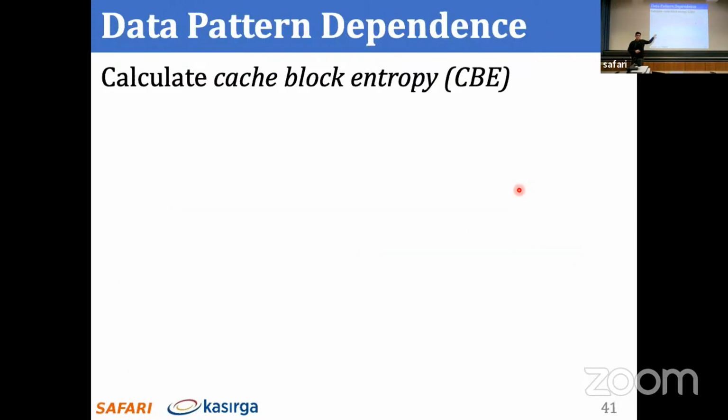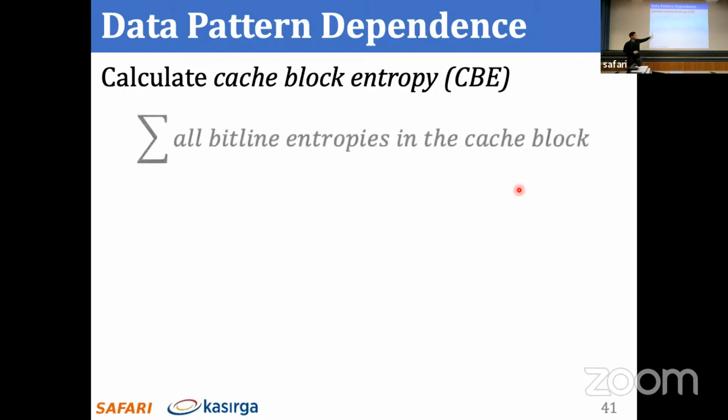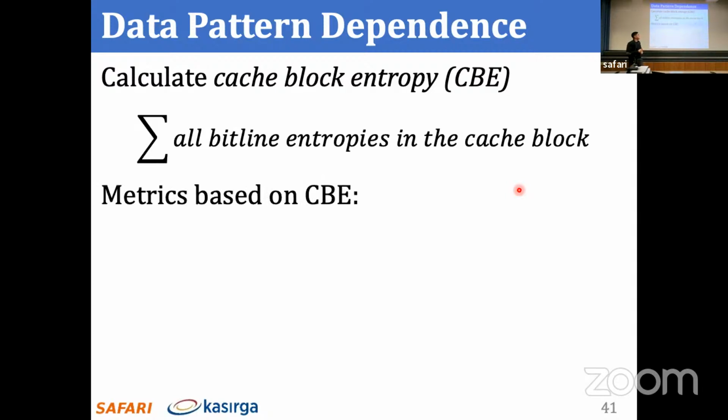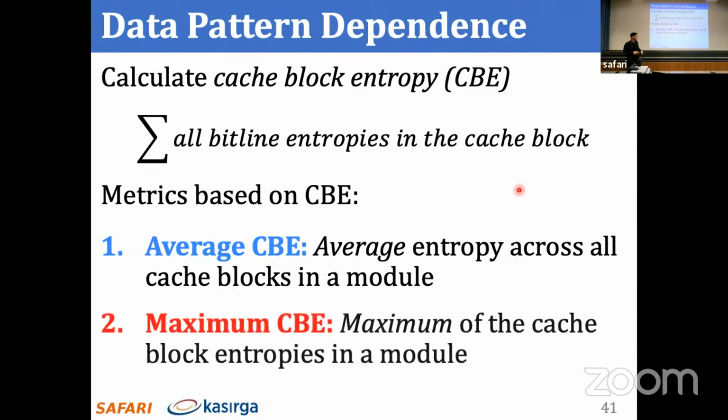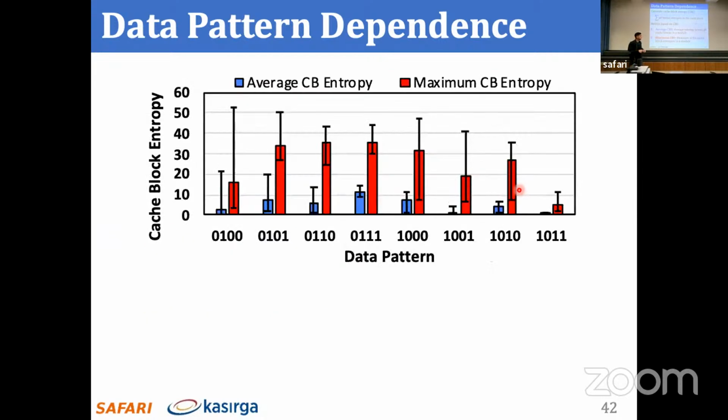We calculate the cache block entropy based on Shannon entropy. This is the sum of all bit line entropies in one cache block, so it's 512 bits in total. We have 2 metrics that we will plot in the next figure based on cache block entropy. The average cache block entropy is the average entropy across all cache blocks in one module, and the maximum cache block entropy is the maximum of the cache block entropies in a single module.